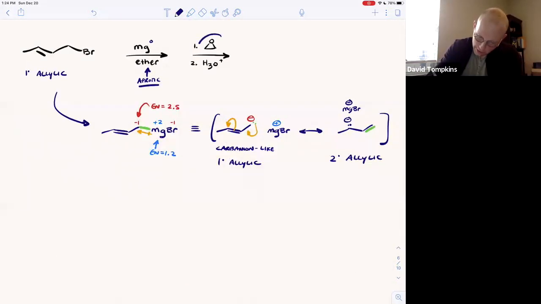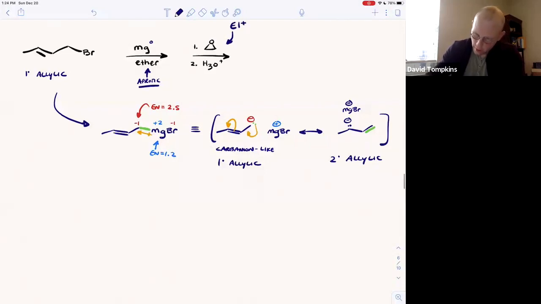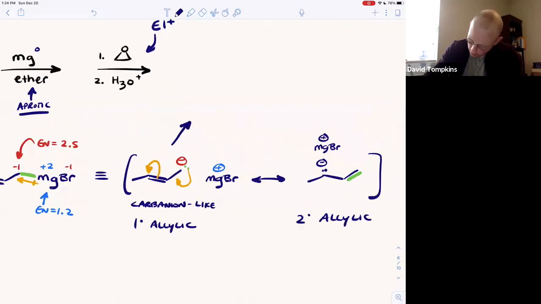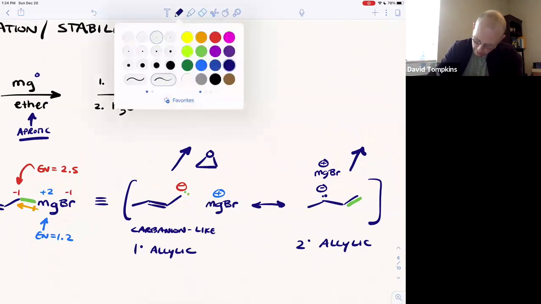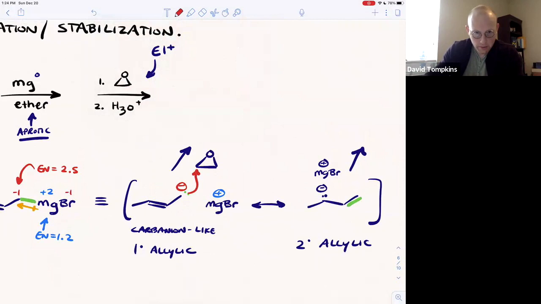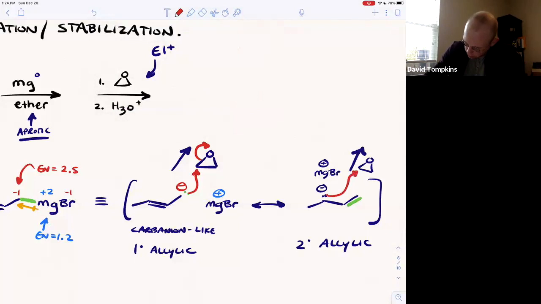And so upon reaction with an electrophile, like epoxides, we know that Grignards undergo epoxide opening reactions. Either the primary allylic nucleophilic atom or the secondary allylic atom can attack the epoxide through nucleophilic addition. And that mechanism looks like this, where either carbon of the epoxide can be attacked through SN2, and then the epoxide opens. Same mechanism for epoxide opening with the secondary allylic carbanion.